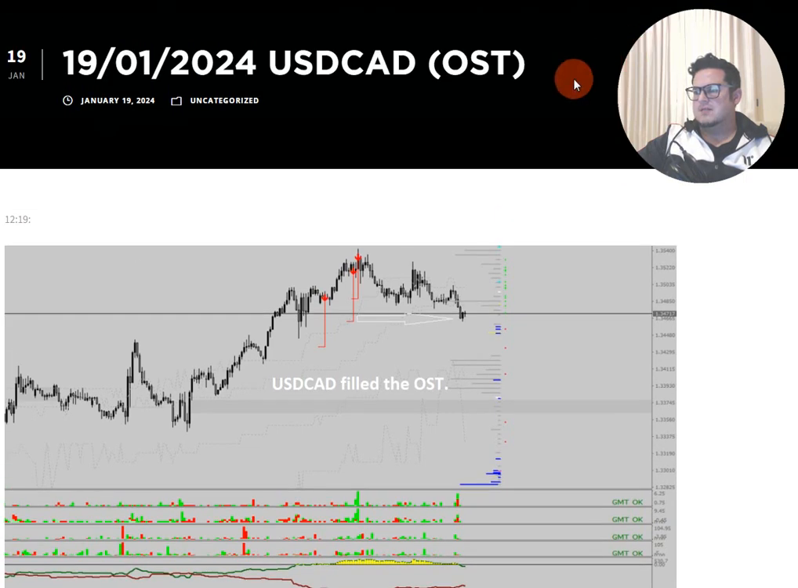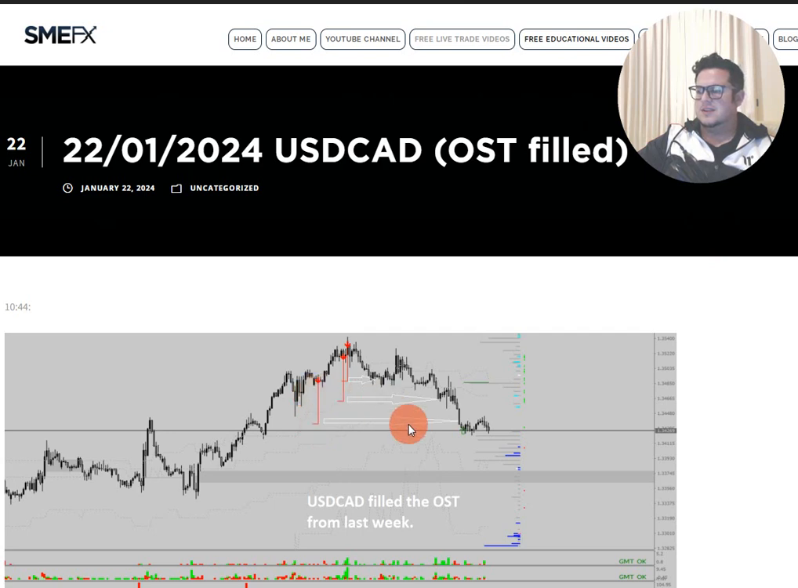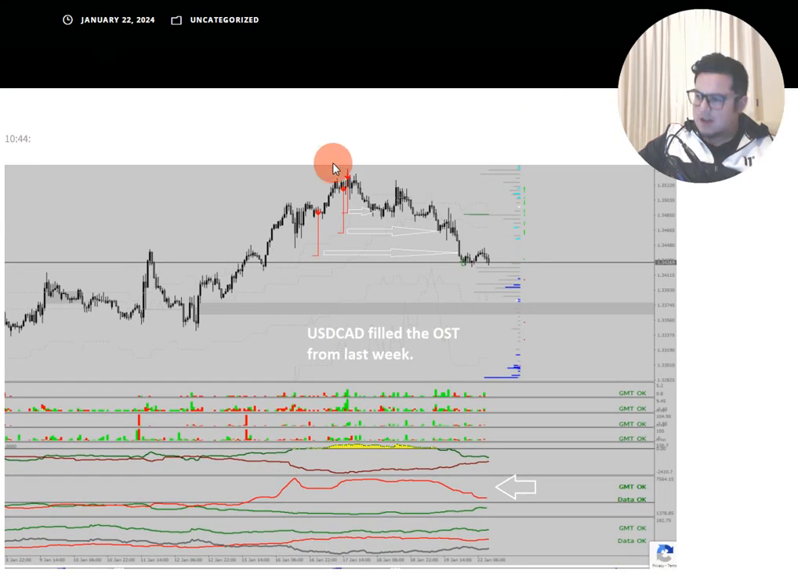So remember, we had the beautiful OST reversals in dollar cut. This continued through the week, so it also filled the last OST. Look at this beautiful move. And look also how these things unfold over days. If I predict these things, sometimes they unfold over days.